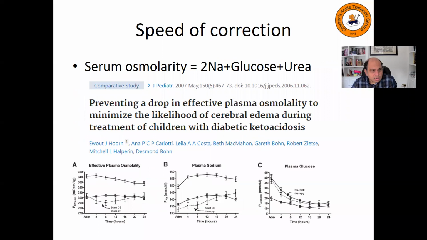And in this study from Desbone and colleagues in Toronto, you can see here that the effective plasma osmolality comes down over time, starting with therapy. You can see here the plasma sodium and the plasma glucose. Obviously, plasma glucose comes down, but preventing a drop in effective plasma osmolality is considered to be one way of reducing the likelihood of cerebral edema. And so what that means in practice is, the next slide, please.